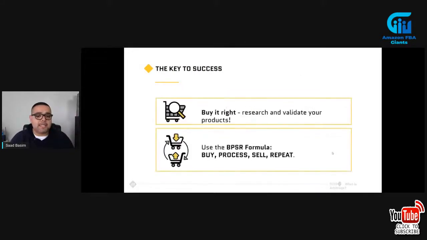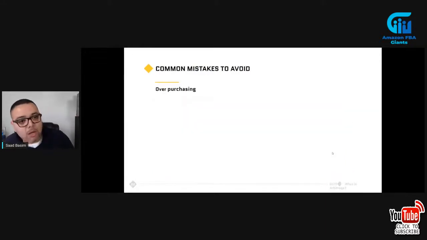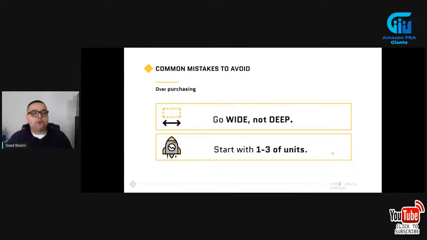Now, the key to success: buy it right, research, and validate your product, which is really important. Use the BPSR formula. So buy, process, sell, and repeat. Very important. This is what I do every week. I buy them, put them in my storage unit. I list them. I put them into boxes. I ship them. I sell them. Get the money and repeat the process over and over. Every week, same thing. Now, common mistakes to avoid: over purchasing.